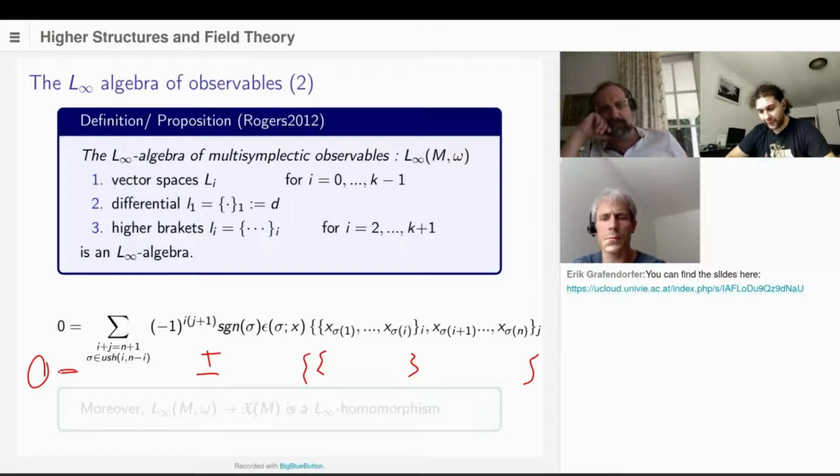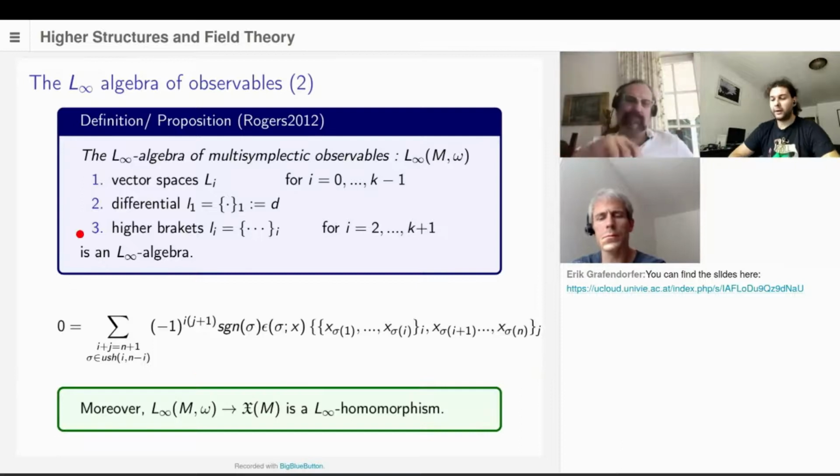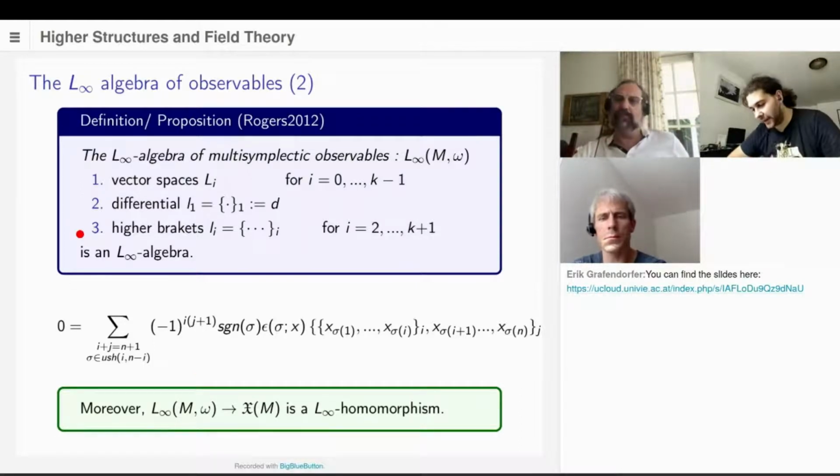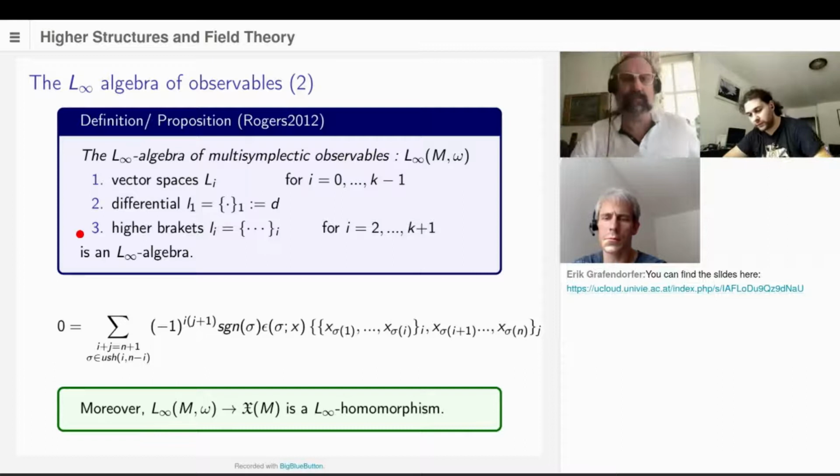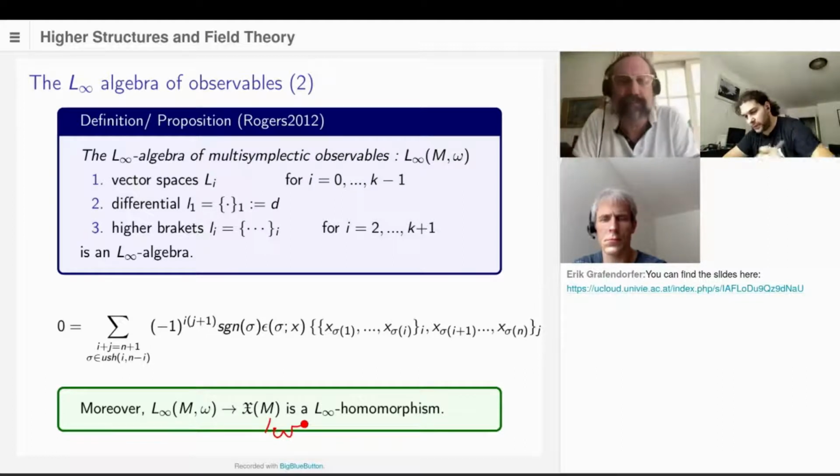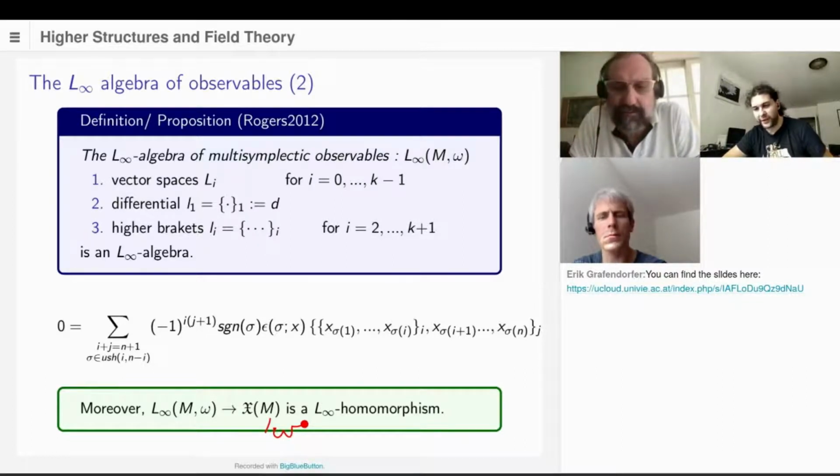So this is an L infinity algebra, and moreover, the projection to the Hamiltonian vector fields, one could also say vector fields preserving omega, which is automatic, is an L infinity homomorphism from a Lie infinity algebra to a Lie algebra.